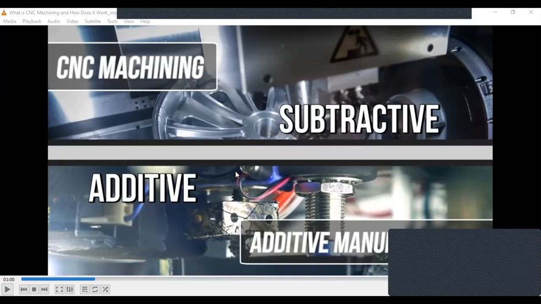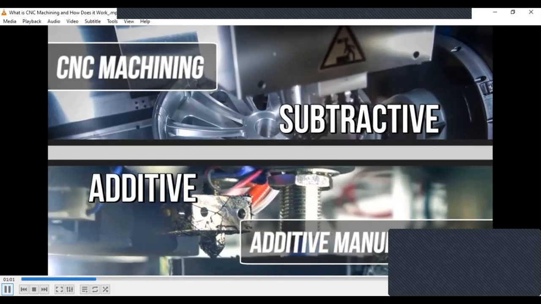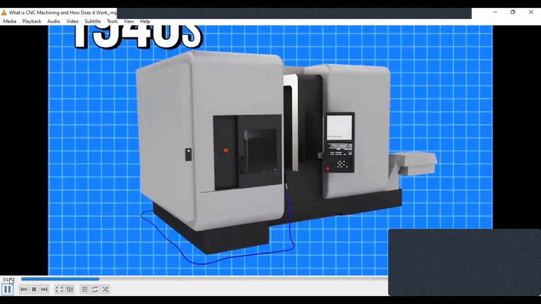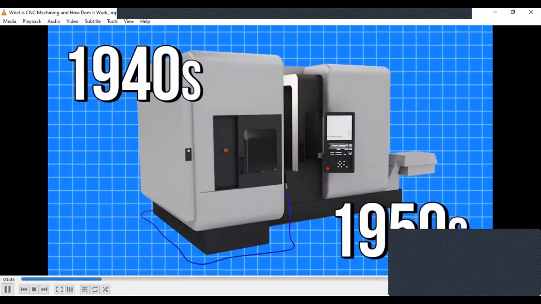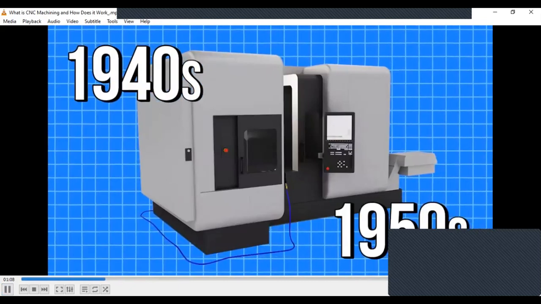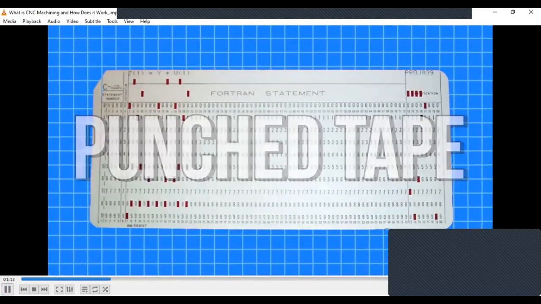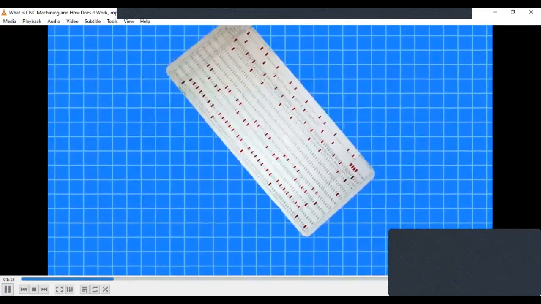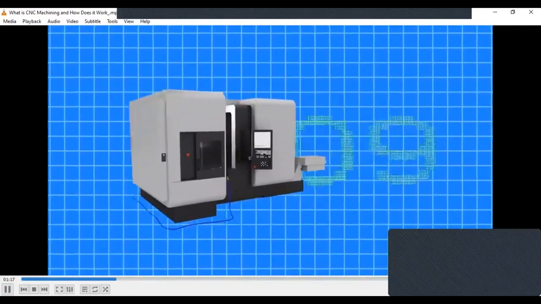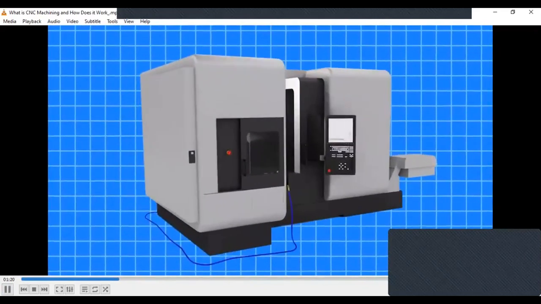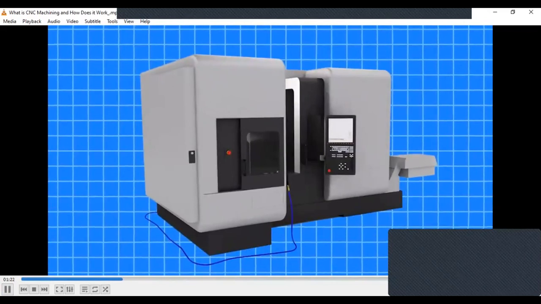Okay, so that's the difference, right? Subtractive and additive manufacturing. We are discussing CNC, which comes under the subtractive manufacturing domain. The first CNC machines were developed in the 1940s and 50s and relied primarily on a data storage technique known as punched tape. The code to control the machines would be manually punched into a data card and fed into a system that would then interpret the data. Needless to say, these early machines were rudimentary and their functionality was limited.